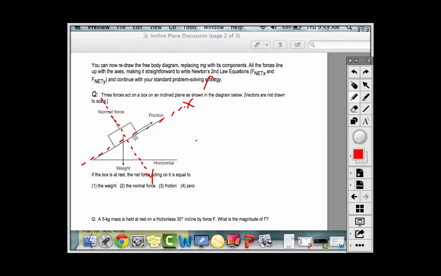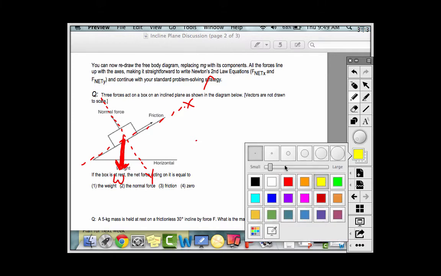What I'm going to do is notice here's this weight right here. I'm going to make it a big old arrow. That's the weight, and I'll label that with a W. There are two components to the weight vector. And let me make this a little smaller.